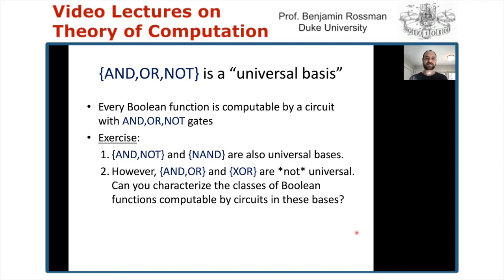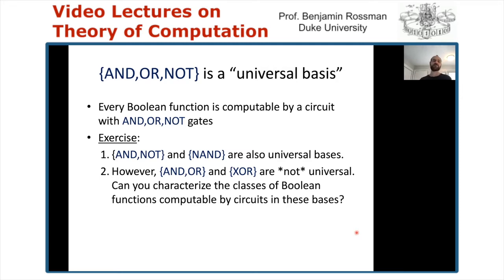As an exercise, you can convince yourself that even if we just have AND and NOT gates, so if we don't have OR gates, then still we can compute all Boolean functions. This essentially follows from De Morgan's law that expresses OR in terms of AND and NOT. Even if we just have a single binary NAND gate computing the NOT AND function on two variables, that by itself is a universal basis.